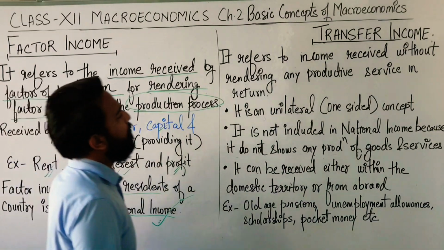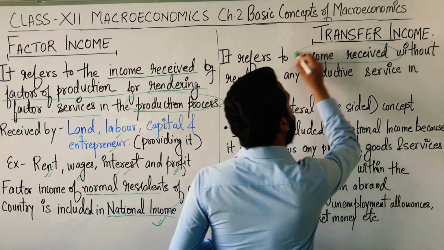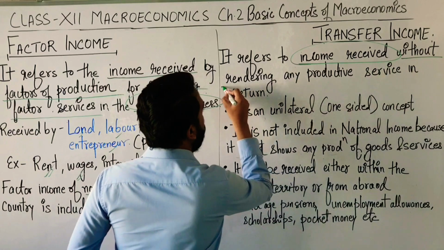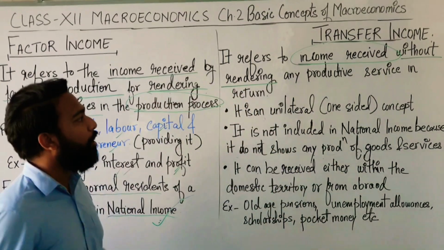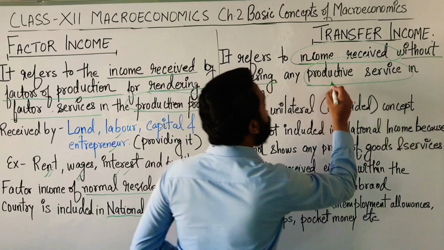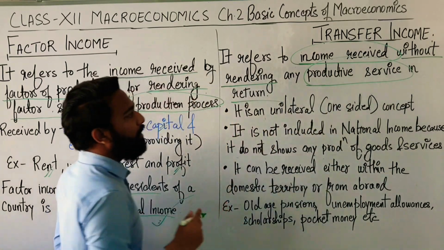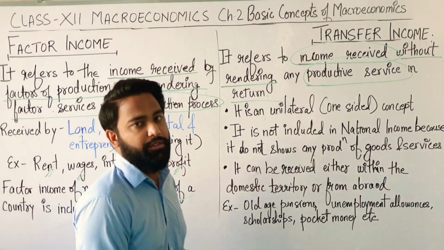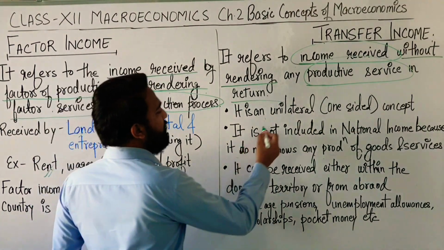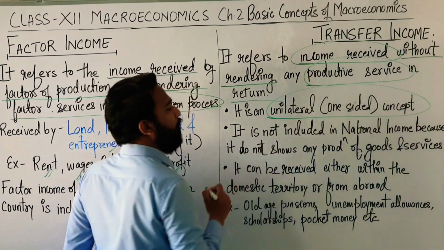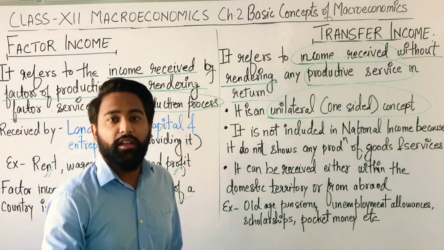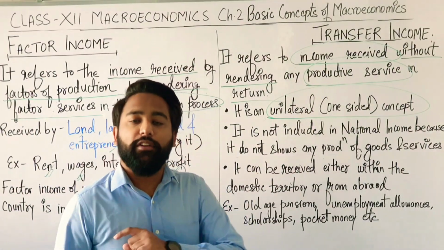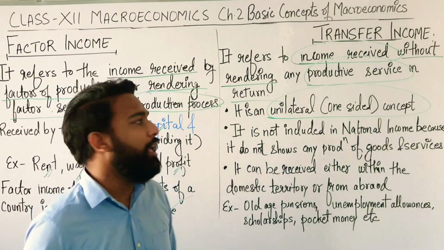Now, transfer income. What do you mean by transfer income? Again, it refers to the income received. It is also an income without rendering. Here, they do not render any productive services in return. They just get the income and they don't do anything for the production. So we can say that it is a unilateral concept. And what does unilateral mean? One-sided. A one-sided transaction. We get the income, but we have not done anything for the production process.